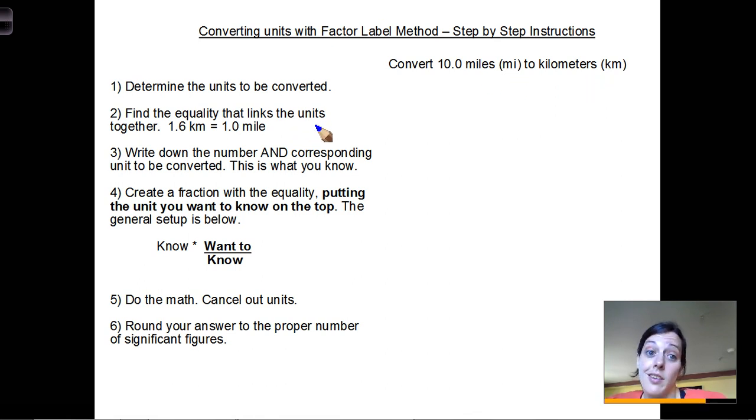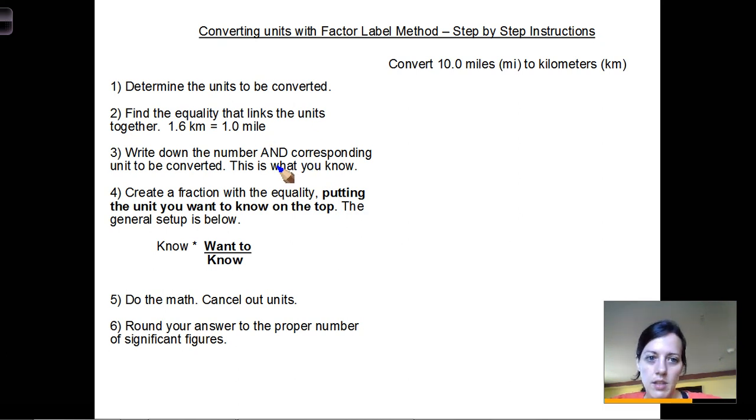Then we need to figure out how many miles there are in a kilometer, or how many kilometers there are in a mile. This is something that will usually be given to you. In this case, it's written right here. There are 1.6 kilometers in 1.0 miles. These two steps, you don't have to write anything out. Sometimes you might, but in this case, you don't really need to write that out.